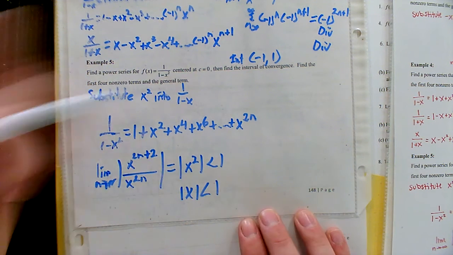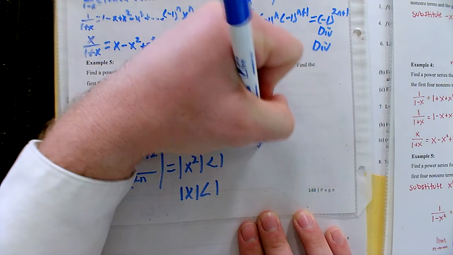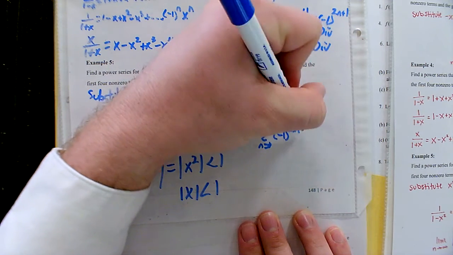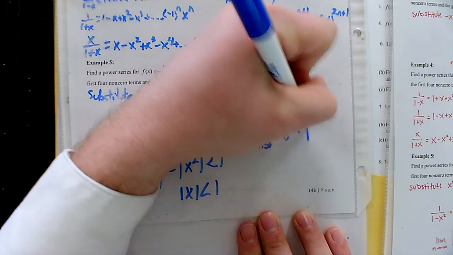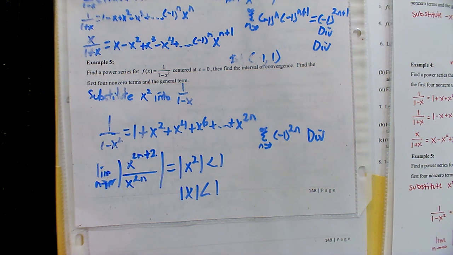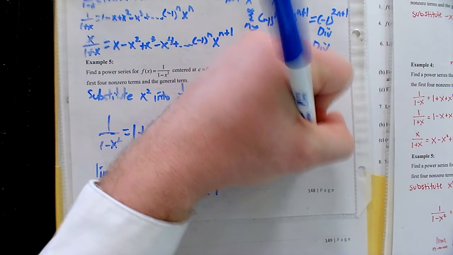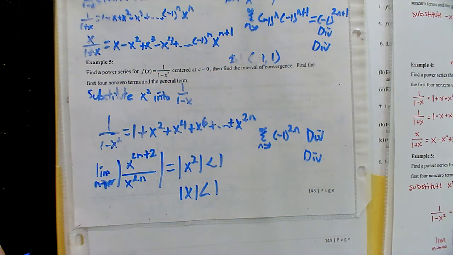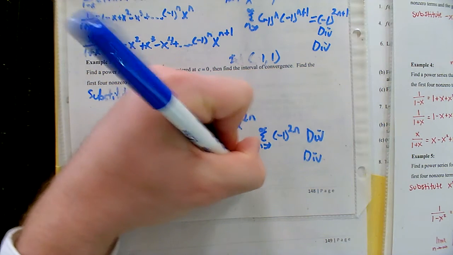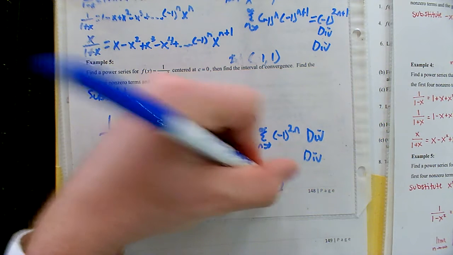And just verifying your endpoints. Summation of negative 1 to the 2n, and that's going to diverge. And the other one is just going to be positive 1 to the 2n, which also would diverge. So I didn't write them both out, but they both diverge. So once again, your interval is negative 1 to 1.